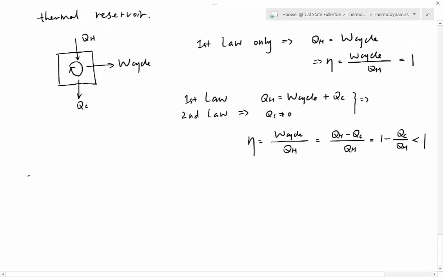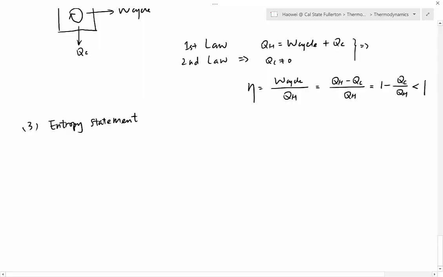And then lastly, we have option number three, how to express what second law says. It's called entropy statement. What is entropy? We will discuss about entropy in chapter 6. You can think of entropy as a property that we use to describe the direction of a process.